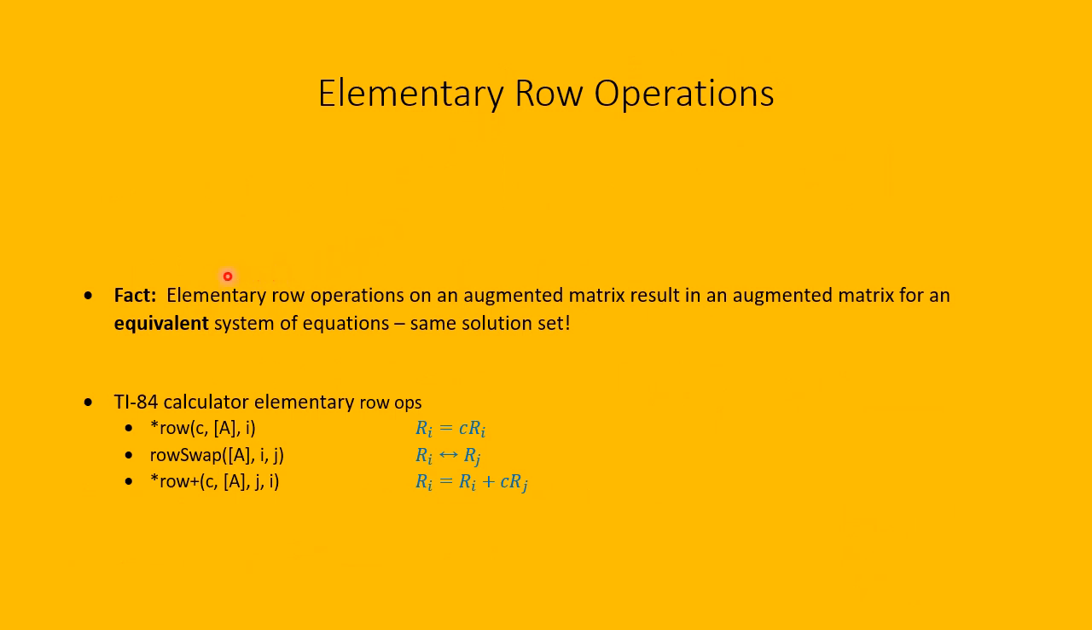So here's a fact that we need to know. Elementary row operations on an augmented matrix for a system of equations result in an augmented matrix for an equivalent system of equations. They have the same solution set. The solution sets are identical.